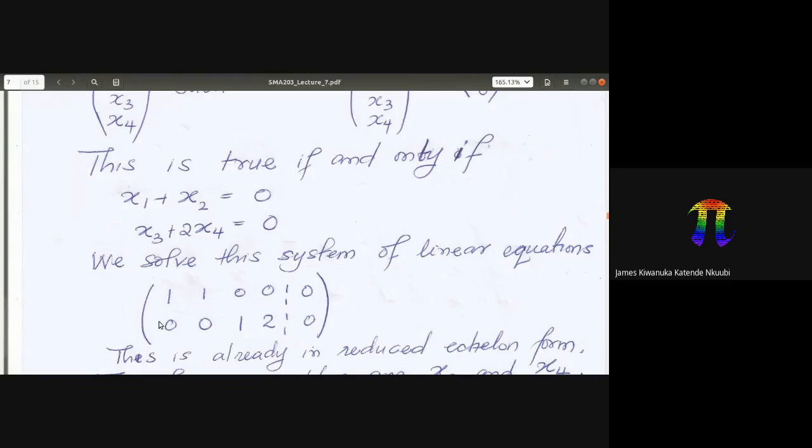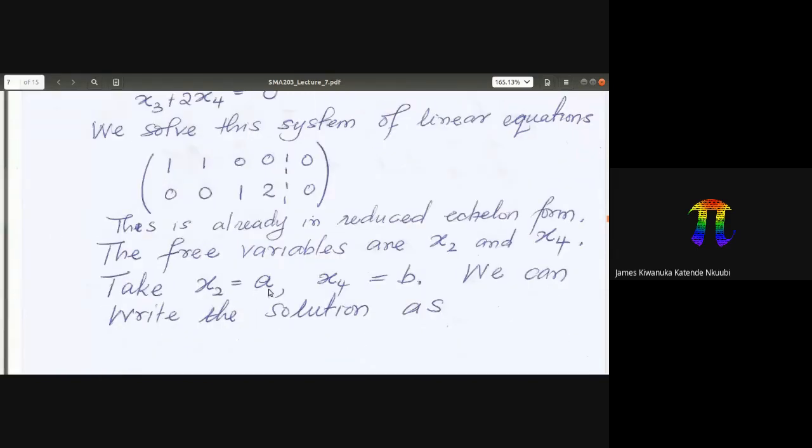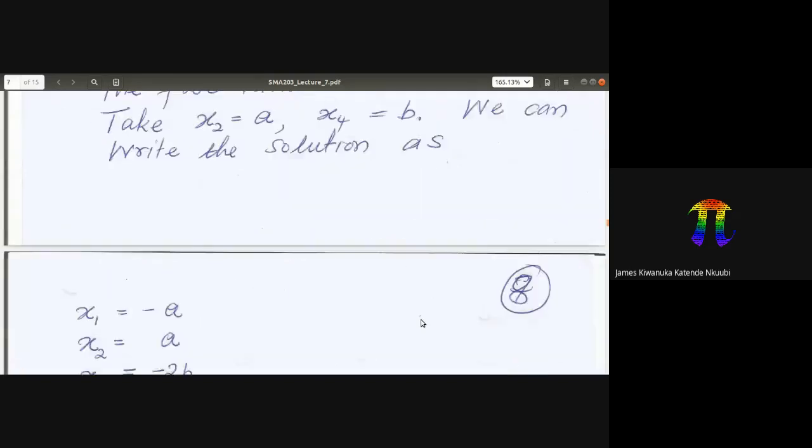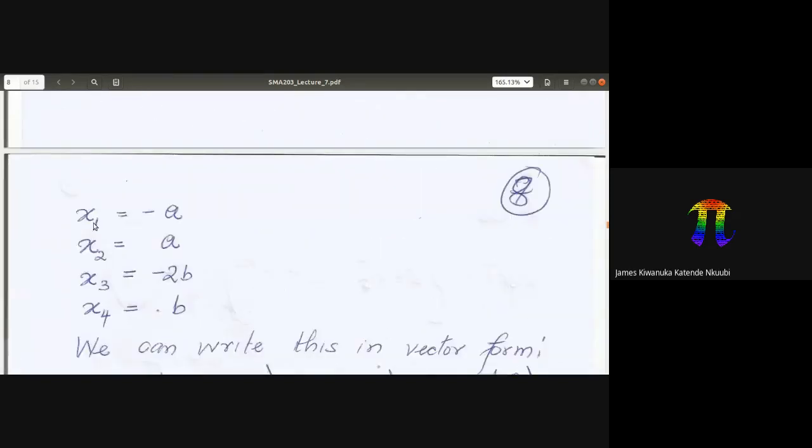So we need to solve this system. Once we solve it, we'll find the vectors that are in the kernel. We've seen that the basic variables in this case will be x1 and x3. The free variables will be x2 and x4. So we have to give x2 and x4 some labels, which we do here. x2, we call it A, and x4, we call B. And then we try to write the basic variables in terms of the free variables. And when we do that, this is what we get.